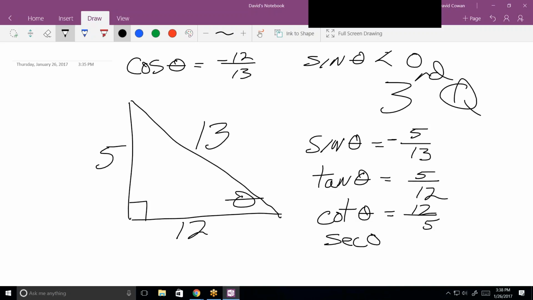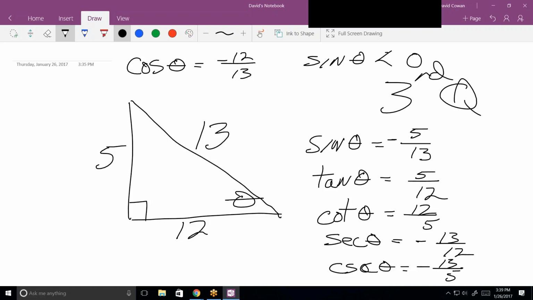Right. Secant of theta? Negative, 13 over 12, and it's negative. And finally, cosecant of theta. 13 over 5, and it is negative. And that's how you do it. And notice that at no point did we figure out what theta was.